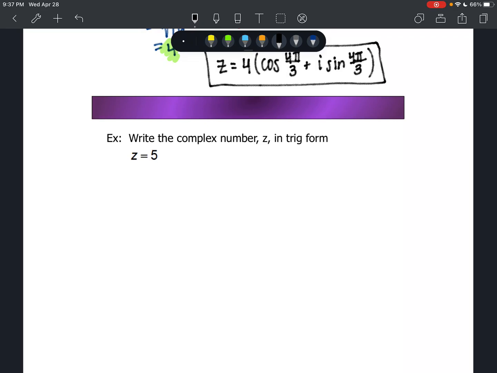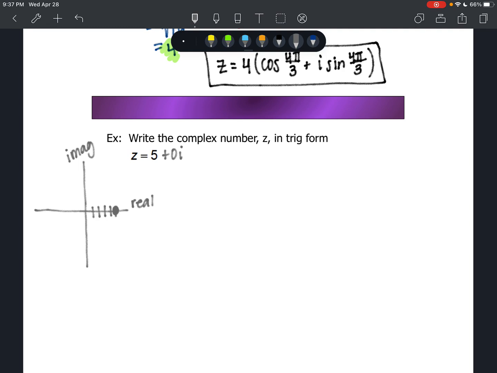Here we have another example. Write the complex number z equals 5 in trig form. So z equals 5. Remember, we have a real part and an imaginary part to our complex plane. 5 is the real part, so that's going to be along the horizontal axis on the positive side. And then we don't have an imaginary part, that's just 0i, so we're not going to go up or down.